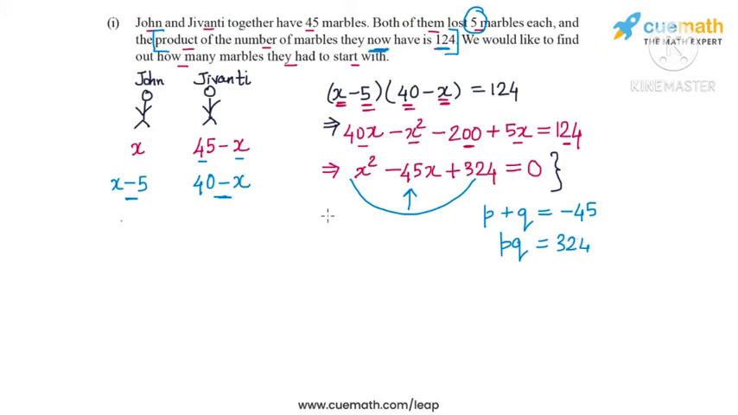So if you think a little bit about the factors of 324, we see that 324 can be written as 18 into 18. It can also be written as 9 into 36, and 9 plus 36 is 45. So the two numbers P and Q, whose sum is equal to minus 45 and product is equal to 324, are minus 36 and minus 9. So you can split this middle term minus 45x as minus 36x minus 9x. And now the quadratic equation becomes x square minus 36x minus 9x plus 324 equal to 0. And now we can factorize it and solve it.